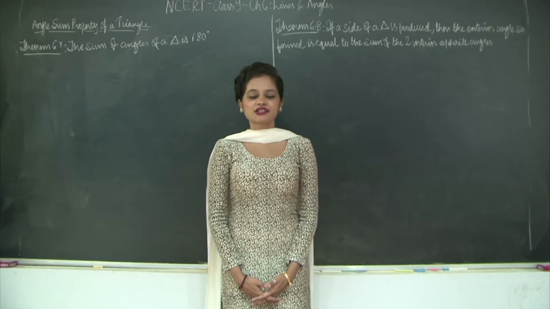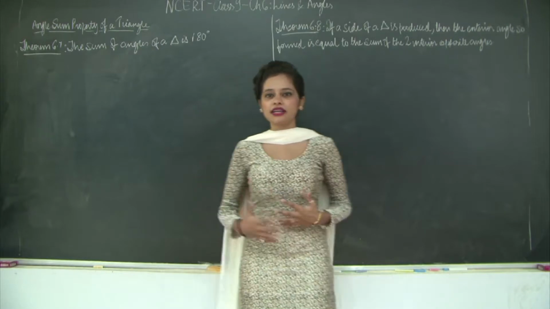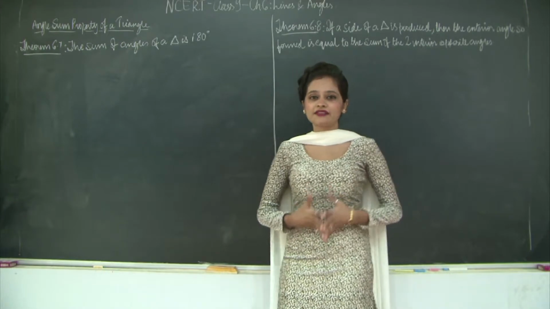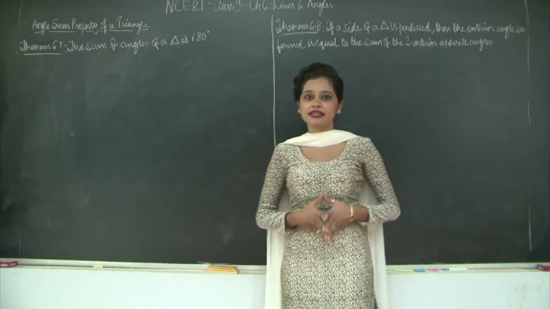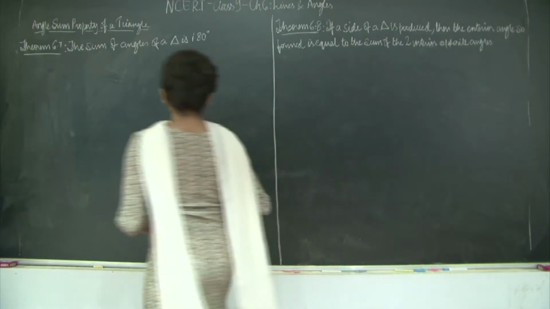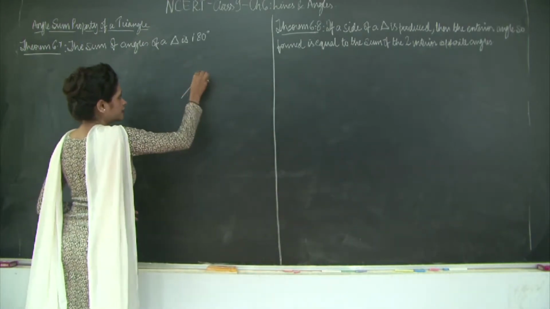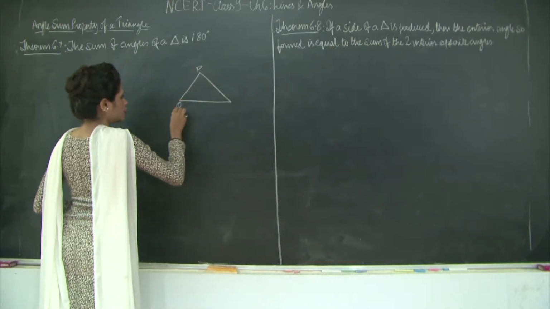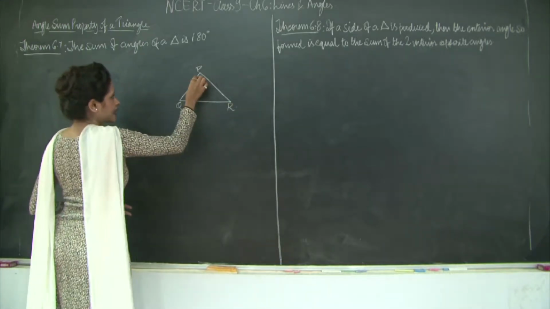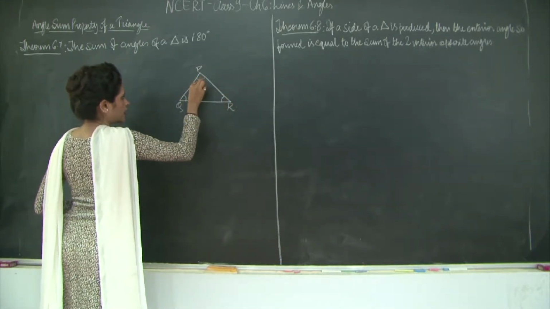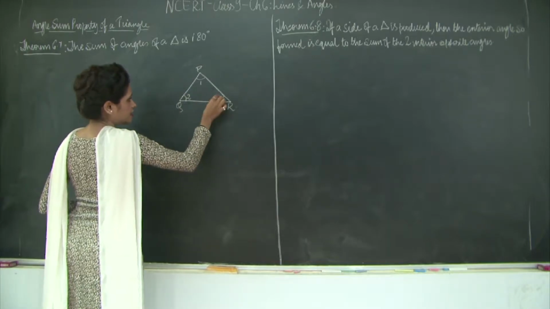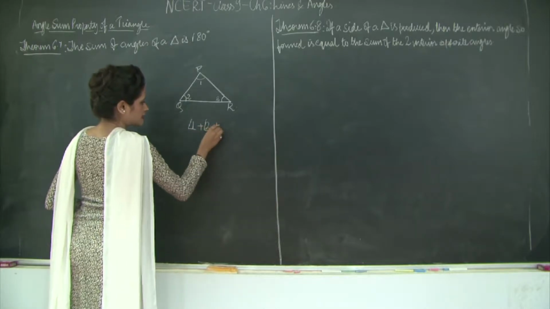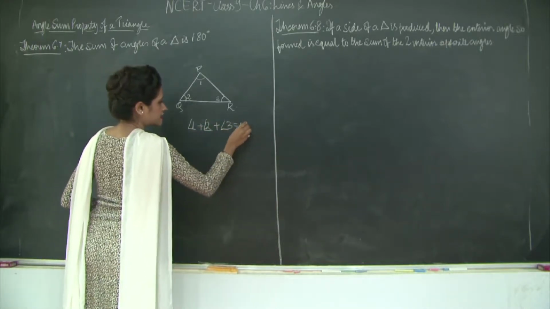Hello students, let us continue with chapter 6, lines and angles, and we will be learning a new concept, the angle sum property of a triangle. In your previous class you must have learned that the sum of the angles of a triangle is 180 degrees. For example, if I have a triangle PQR and I mark these angles, angle P as 1, angle Q as 2 and angle R as 3, we have angle 1 plus angle 2 plus angle 3 is equal to 180 degrees.